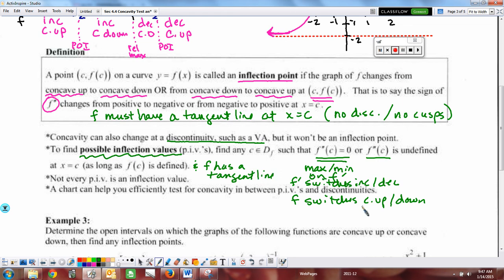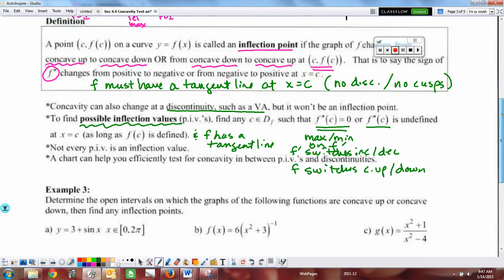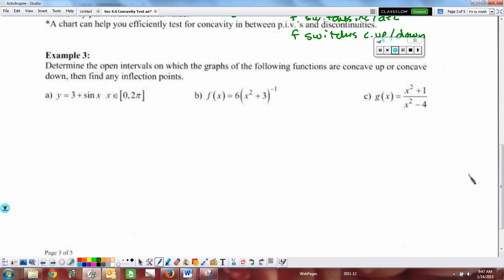All right? Not every possible point of inflection is an inflection value, and a sign chart is going to help us. All right, so let's take a look at example 3. So we're going to do the concavity test, and we're going to determine the open intervals where it's concave up or concave down, then find any inflection points. Now we're picking graphs that you already know. Sine of x plus 3 is going to have inflection points at, sorry, actually at 0, pi, 2 pi, and so on, because you can picture your sine graph being shifted up 3.